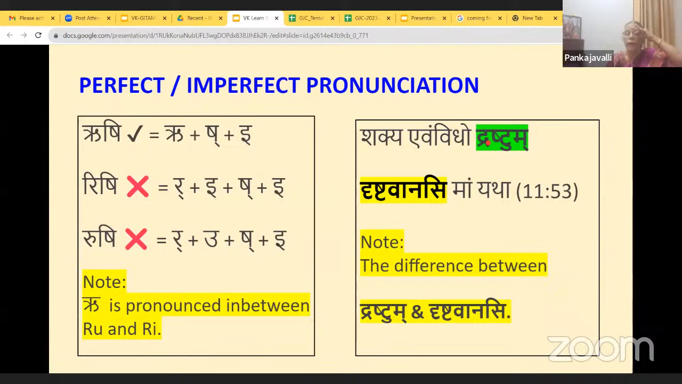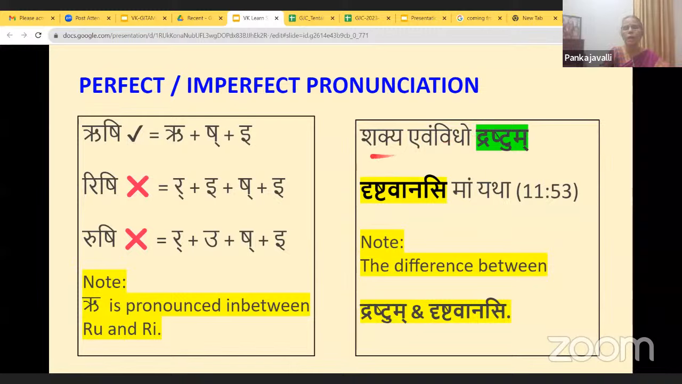Drashtum: dra. Dra is da plus ra plus a. Dra. Ana, here drishtavan. Dru, we need da plus rikara. There are no three letters, only two letters. One da plus rikara. So it's only a gunitakshara. This is a samyuktakshara, but this is a gunitakshara. This is dra, this is dru.